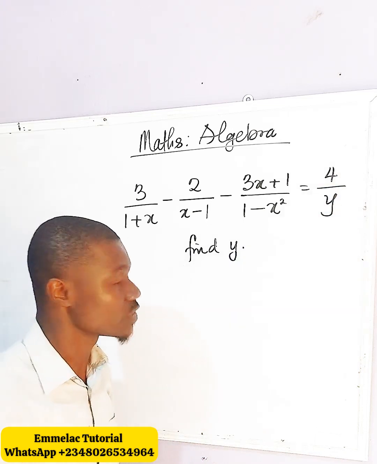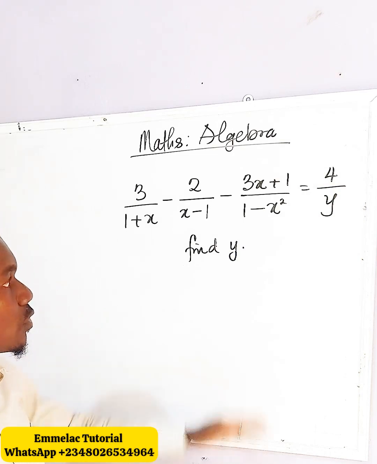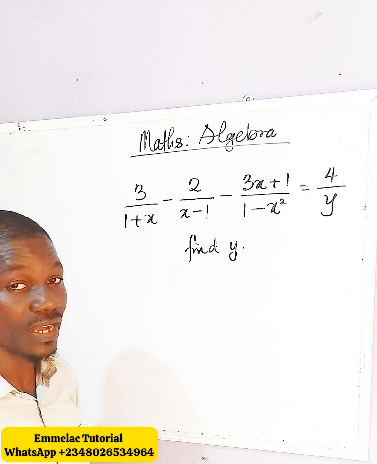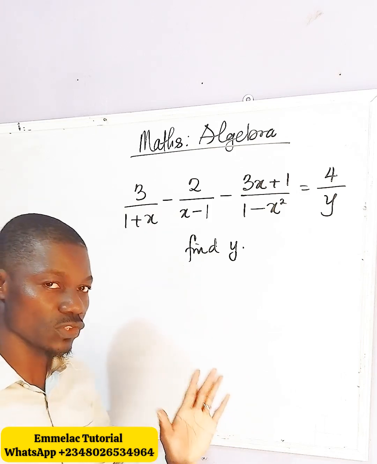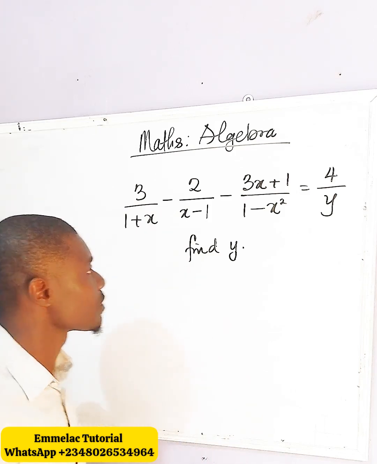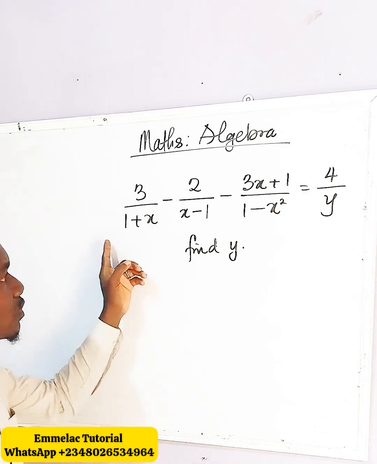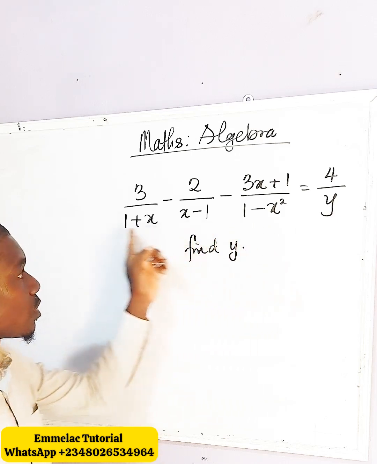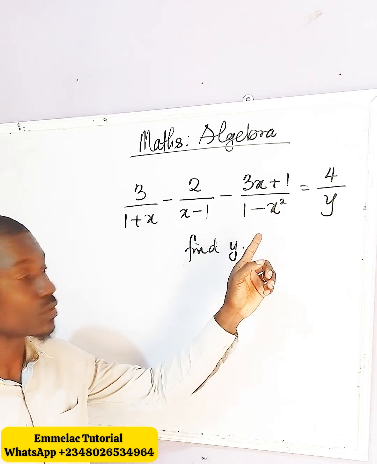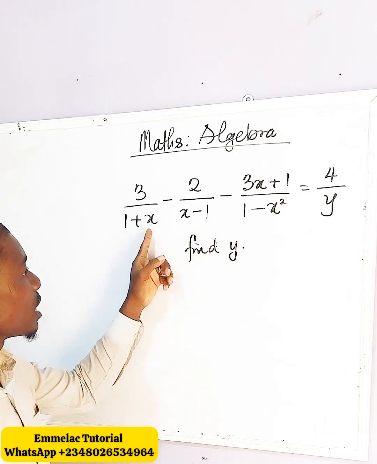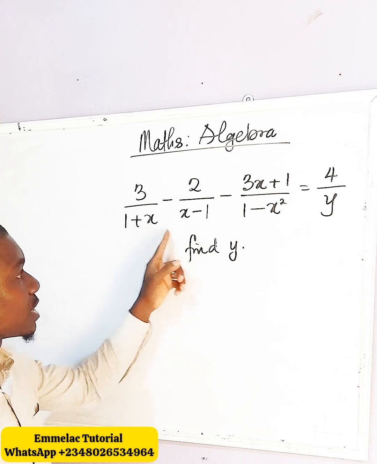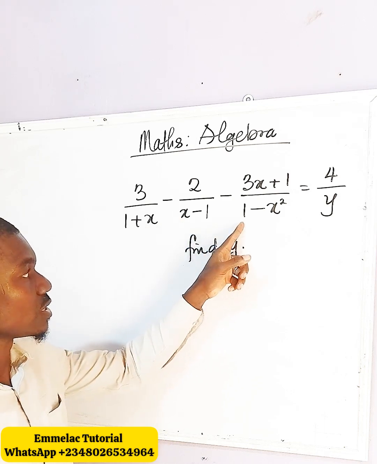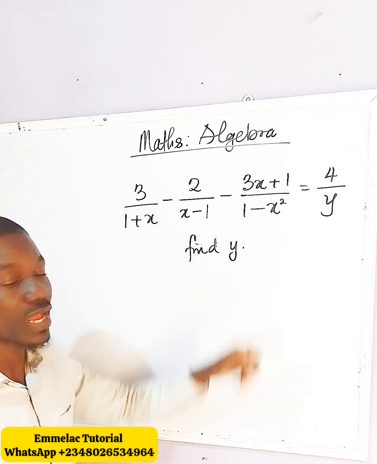Okay, all right, so how do we get started? First of all, we need to simplify the left hand side. So let us focus on the left hand side. However, we need to find the lowest common multiple of the denominators. Here we have 1 plus x, and here we have x minus 1. Now here we have 1 minus x squared.